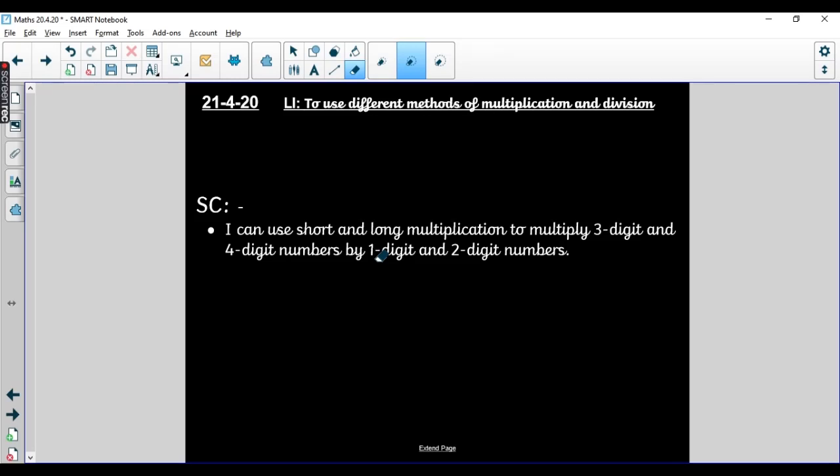Now then, today and tomorrow we can look at using different methods of multiplication and division. Today we're using short and long multiplication. You always use a method that suits you, whatever is easiest for you, gets you the correct answer, and is preferably quick, is absolutely fine.